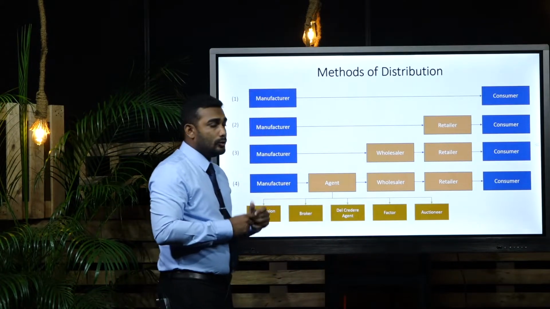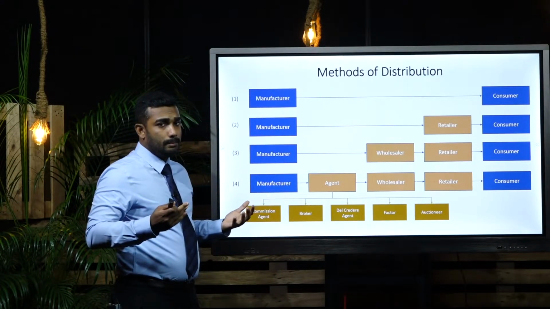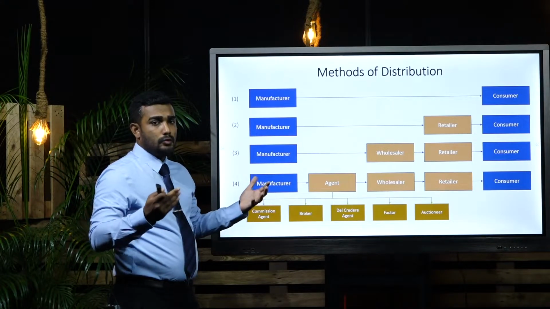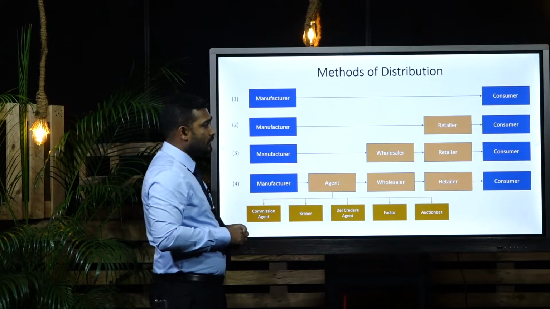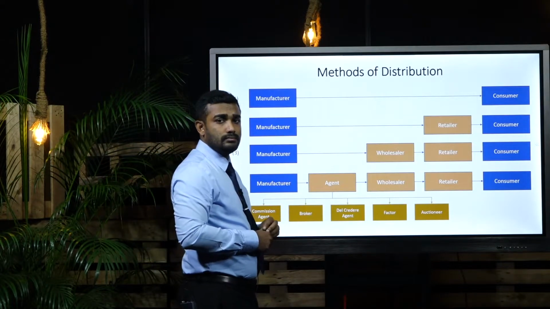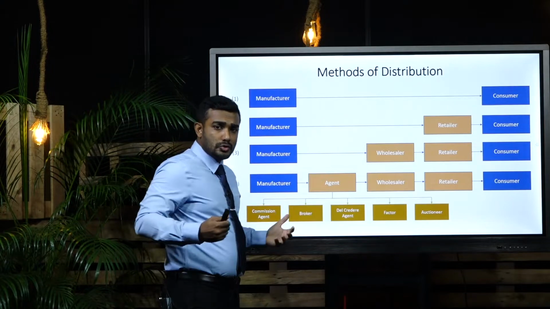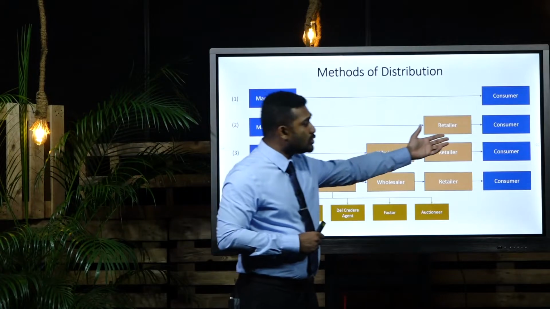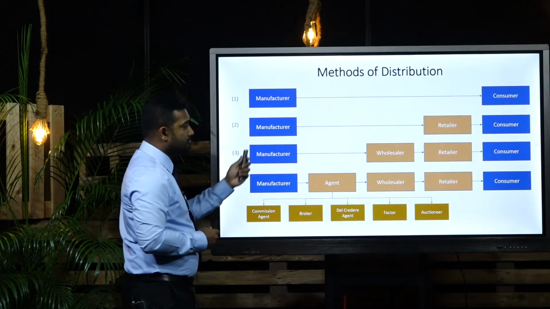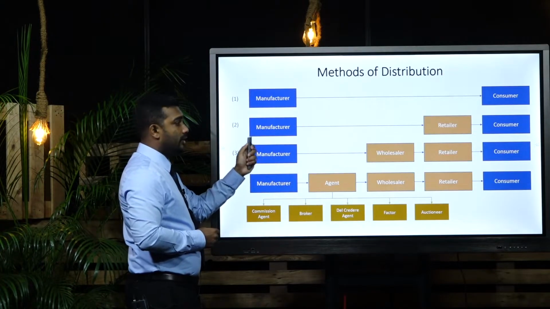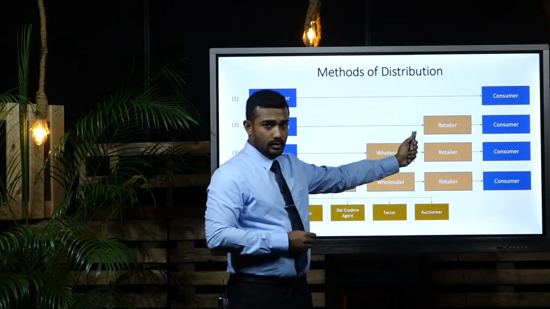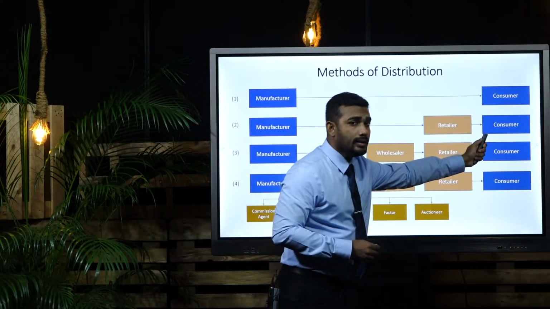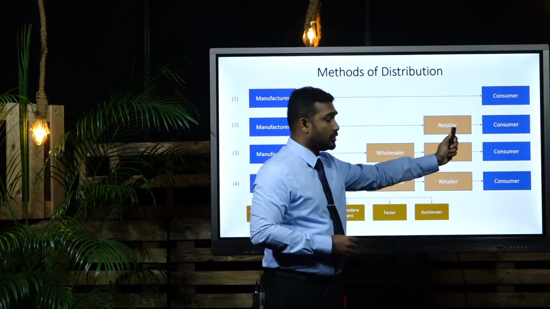Now, look at what examples are available. There are many. Let's say you want to enjoy a soft drink. How do you get it? Mostly in this way. The manufacturer might give it to the retailer, and from there you can get the product and enjoy it yourself.